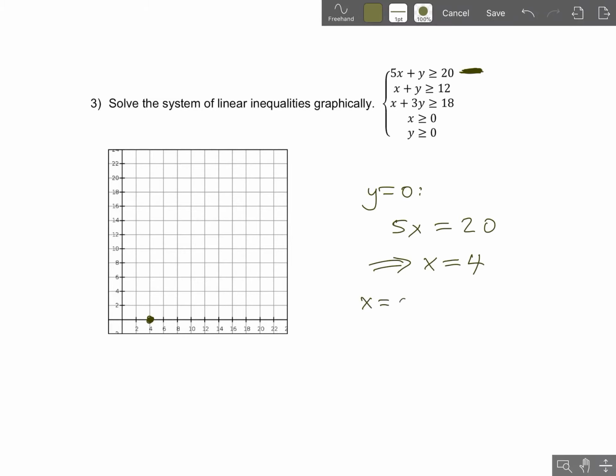Similarly, if we set x equal to 0, then the equation that results would be y equals 20. So we can immediately see that the y-intercept is 20. That would live way up here. So that means that the first boundary line that we're looking at is this one. So there's our first boundary line.